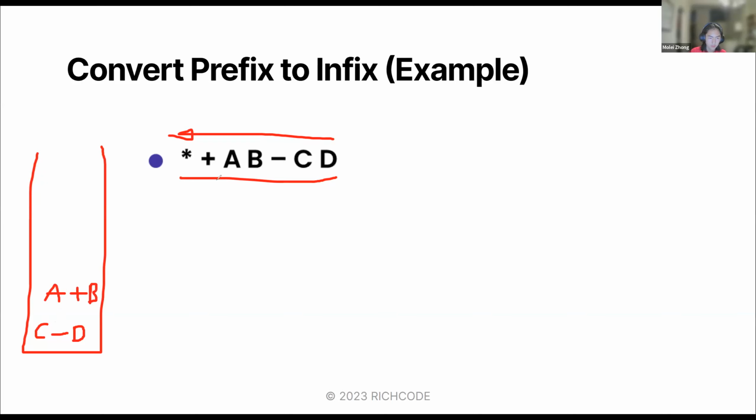And then finally, we have this multiplication sign. So these are the only two remaining elements, and we just take these out and combine them all into A plus B with parentheses times C minus D.